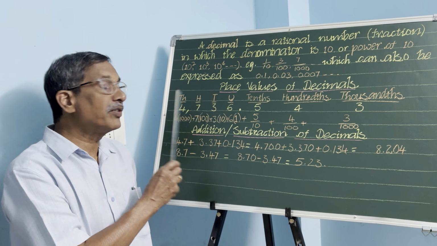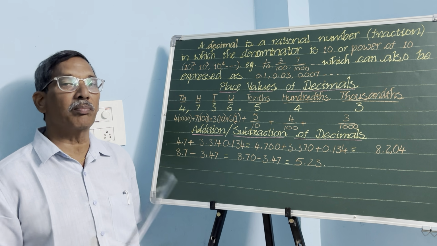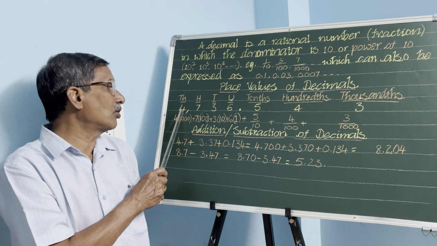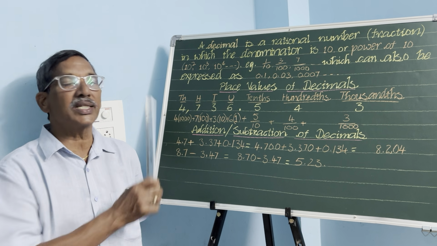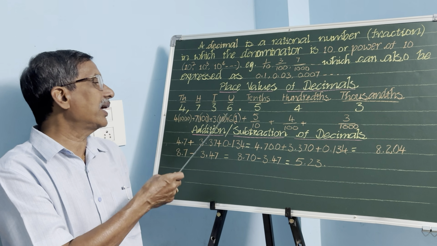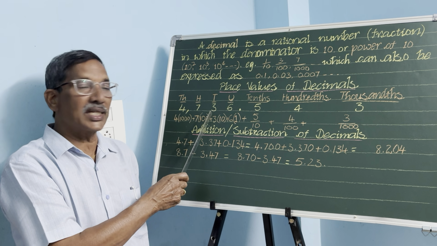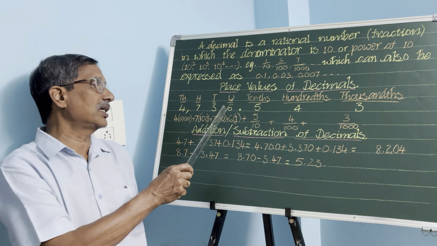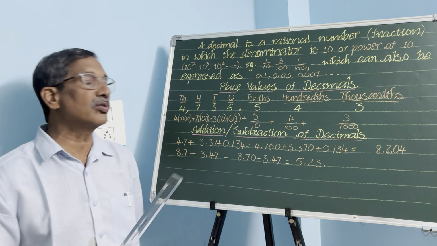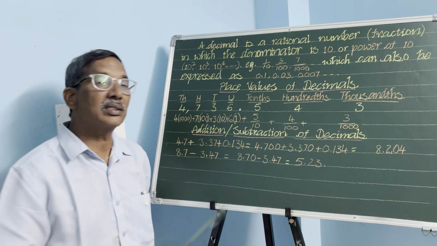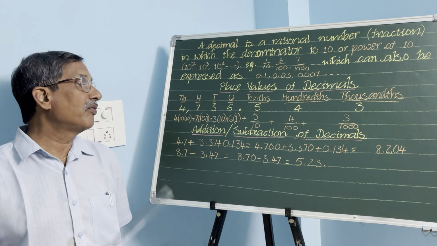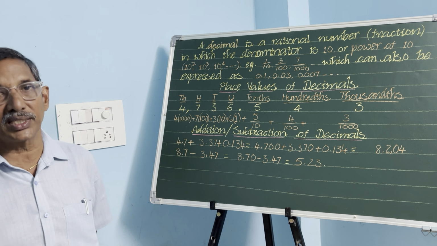And the place value of decimals: we know that when we move in the place value chart from left to right, the value of the place decreases by 10 times. See here, it is thousands place, and when we move one place to the right side, it decreases by 10 times, that is hundreds place, and again decreases by 10 times, it is tens place, again decreases by 10 times, and it is units place.